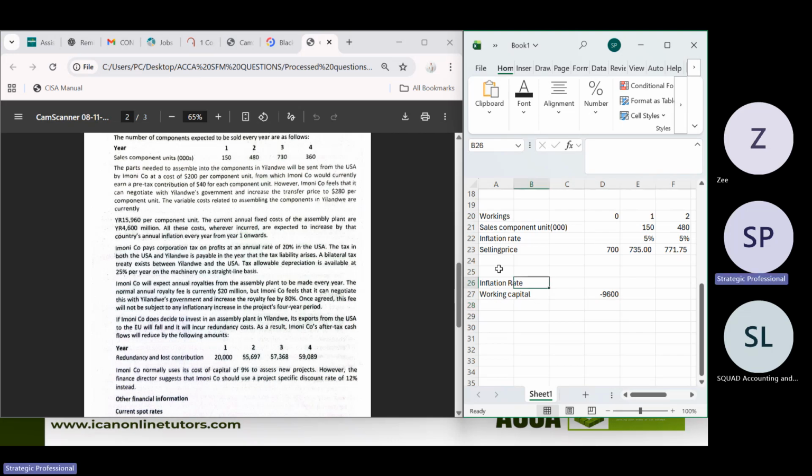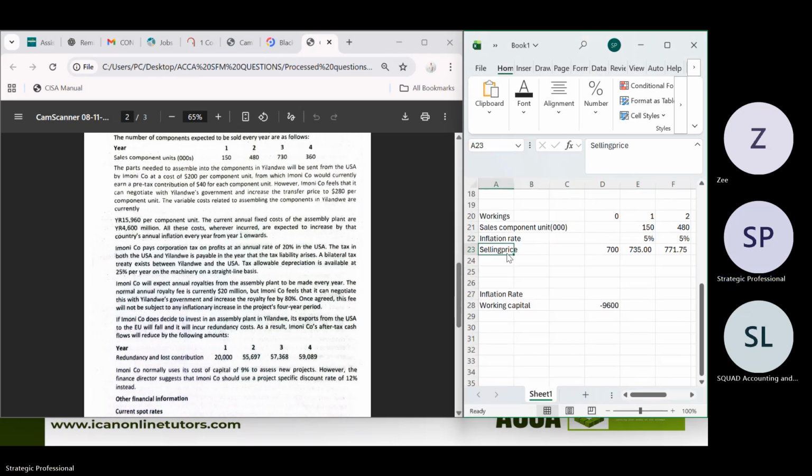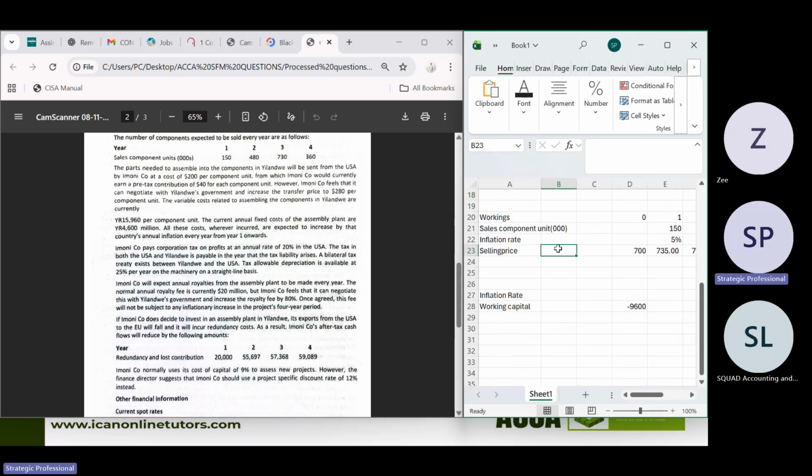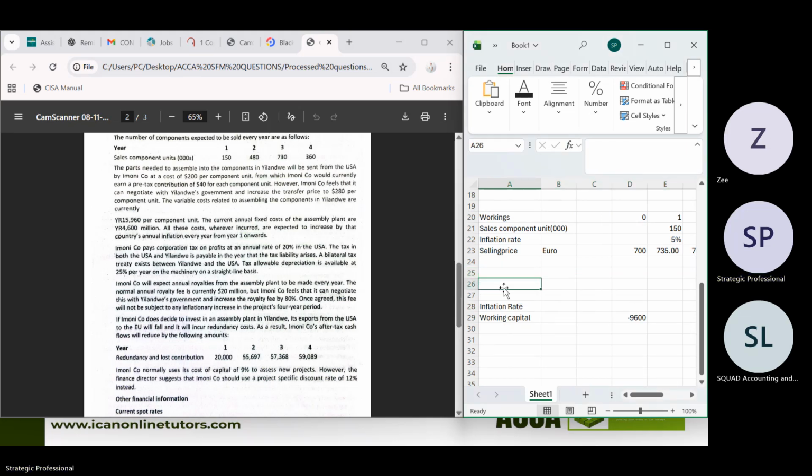So now, cost price. This one now, so that we'll not forget. This one is in what? This one is in dollar. No, this one is in pound. This one is in euro. Don't forget this one.